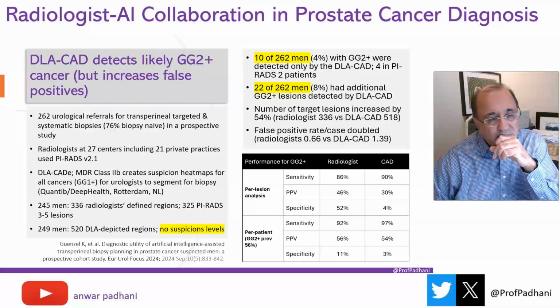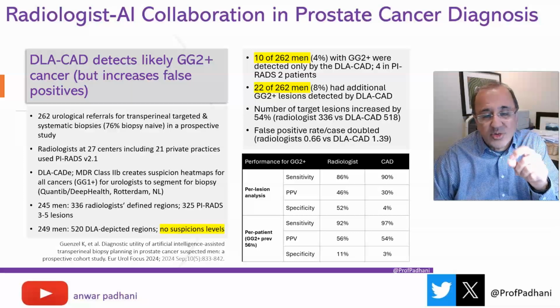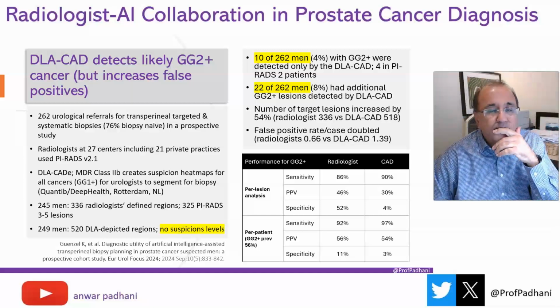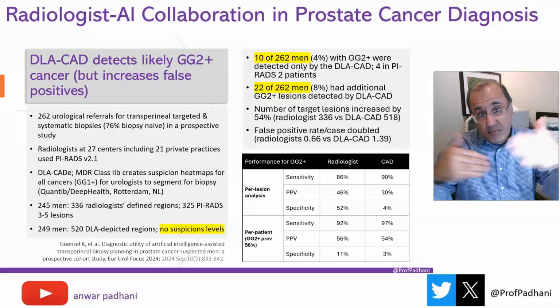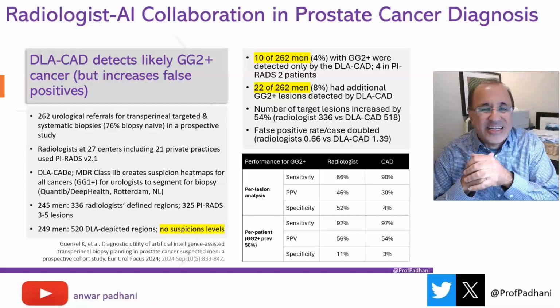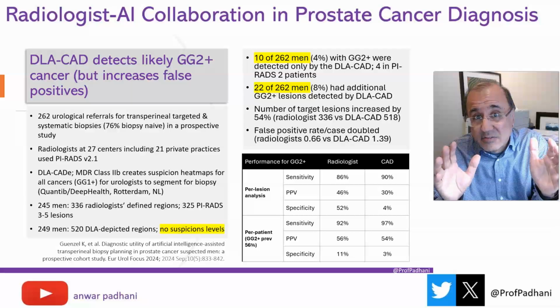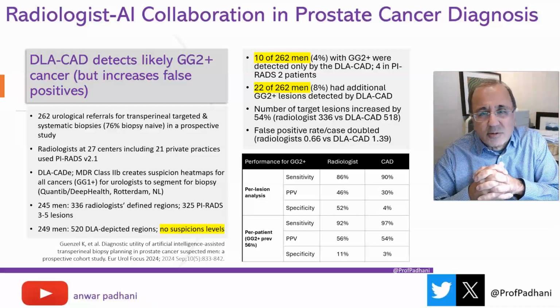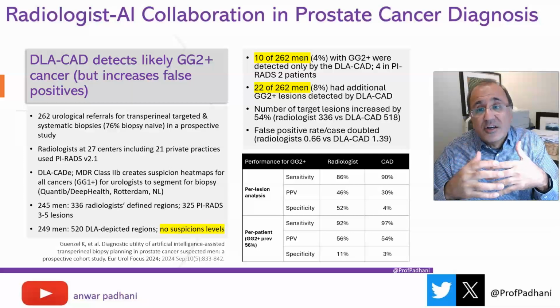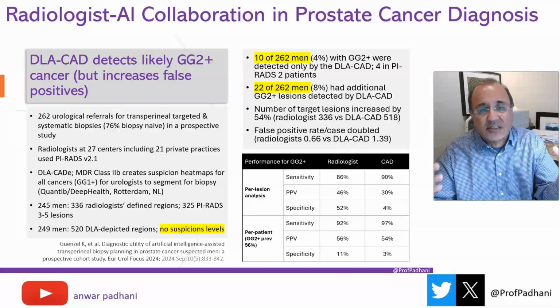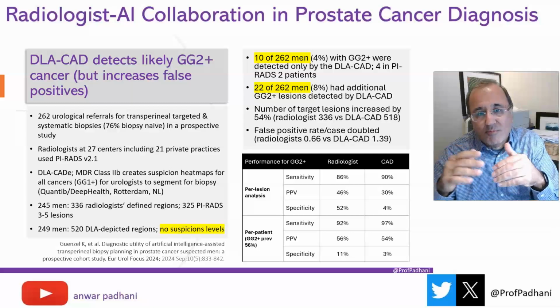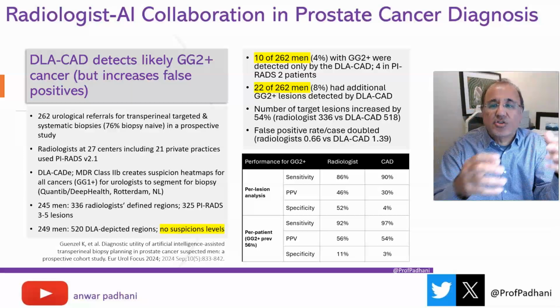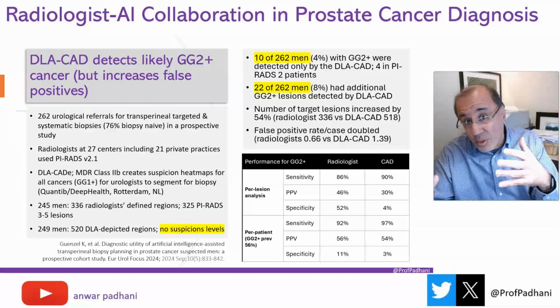So here's an AI that was used prospectively. You can see that the radiologists in 245 men identified 323 PIRADS 3 to 5 lesions for biopsy. The AI, which was also used in parallel, identified 520 lesions, but didn't give a suspicion level. So it says these areas look abnormal to it. What was the consequence of that? The consequence was that there were 4% more clinically significant cancers detected in these men, and there were more clinically significant lesions also detected. These are on the plus side.